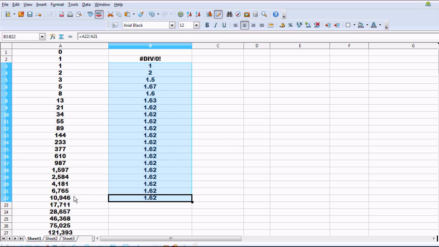It seems as if dividing every number gets us a 1.62 increase, meaning if we divide 10,946 by 6765, it's going to come to 1.62. 987 divided by 610, the same. However, if you divide 13 by 8, it's going to be 1.6, and well, 5 divided by 3 is 1.67, 3 divided by 2, 1.5, and so on.